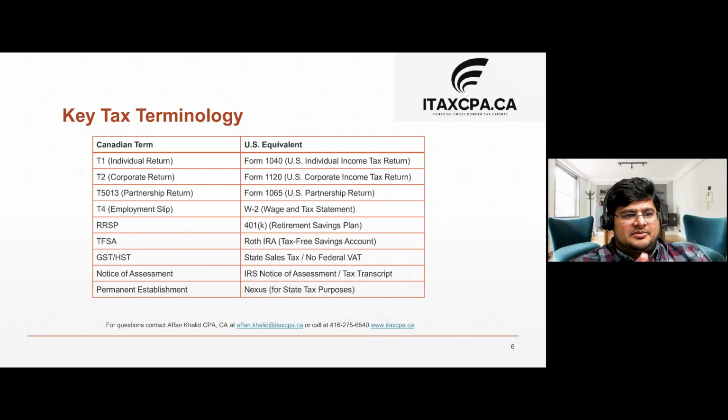Okay, some key terminologies. Again, this is more for you, but T1 is the term we use for personal tax return, just similar to 1040. T2, a lot of Canadians will use this term T2, which is a corporate tax return for us, similar to Form 1120. For partnership returns, we use T5013 as the terminology. T4s is very common, which is similar to W2.